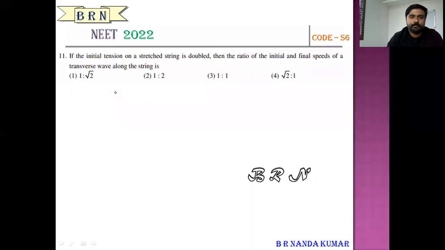Let us do the next question. See, this is based on waves. In waves, the topic is stationary waves, waves along a stretched string. So a problem has appeared from that topic.